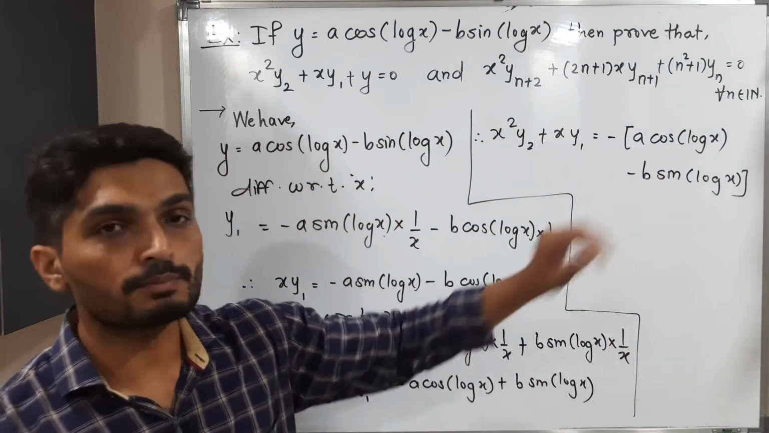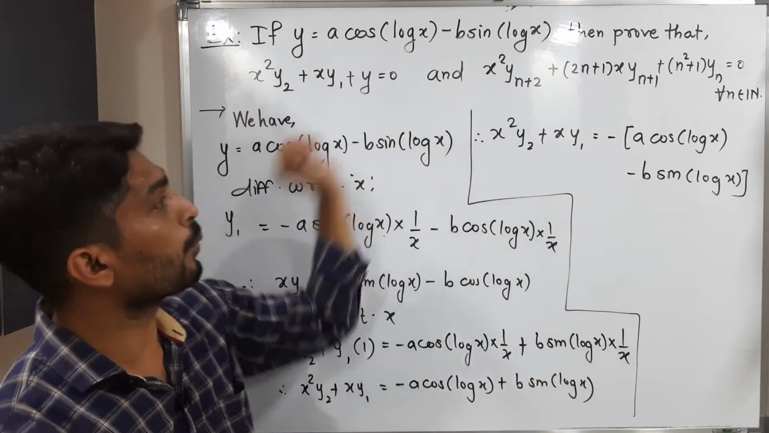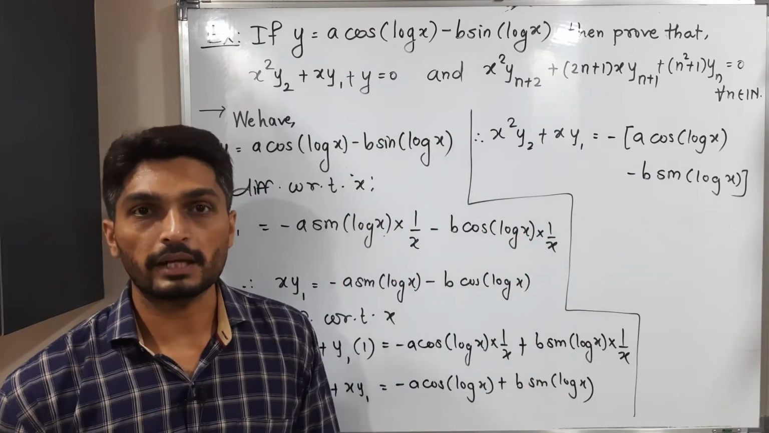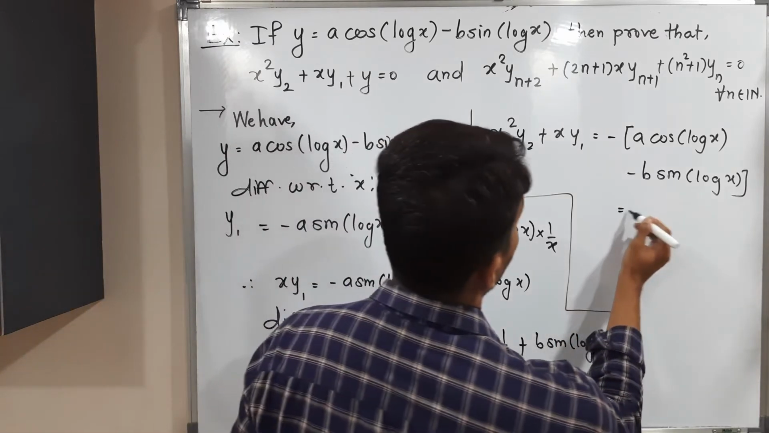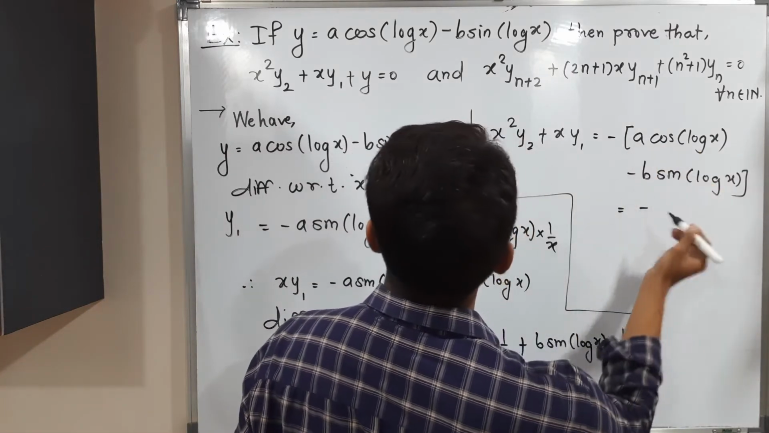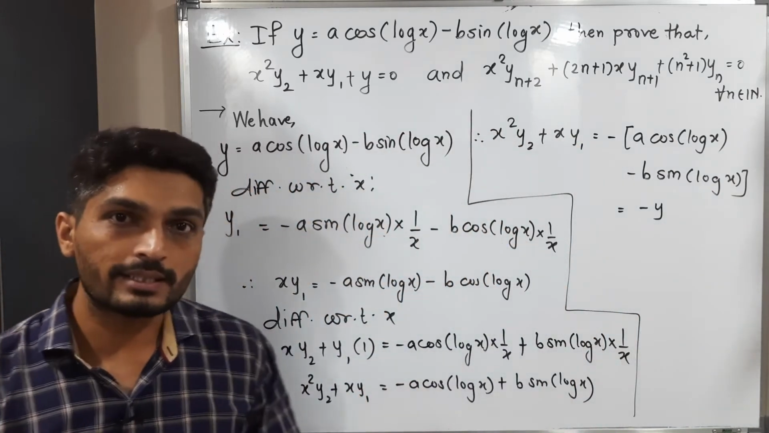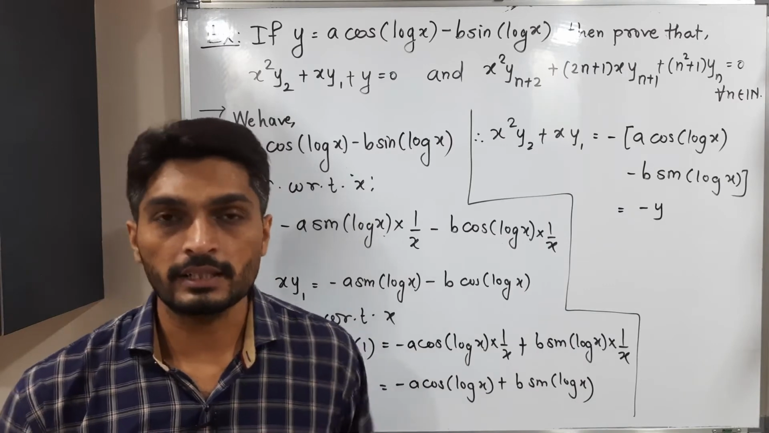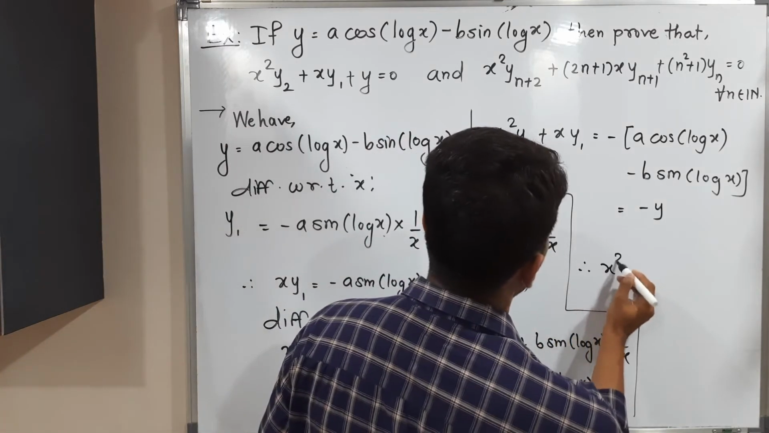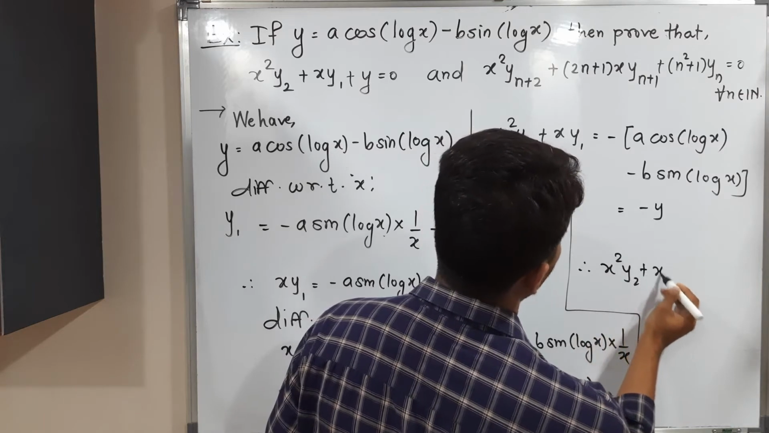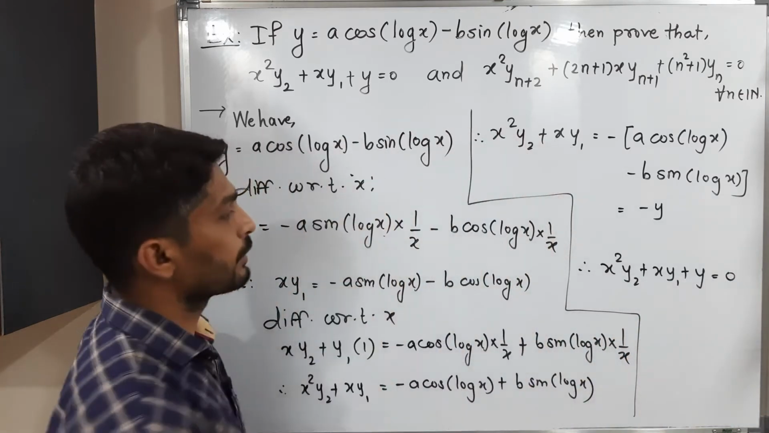Tell me, have you seen this bracket anywhere? Yes, definitely. That bracket is nothing but y. Am I right? Yes, that bracket is nothing but y. So let us replace that bracket by y. So this is equal to minus y. Let us take that y on this side. It has a minus sign already on that side, and if you shift it here, it will have a plus sign. Therefore, x square y2 plus x y1 plus y is equal to 0. So we got the required thing.